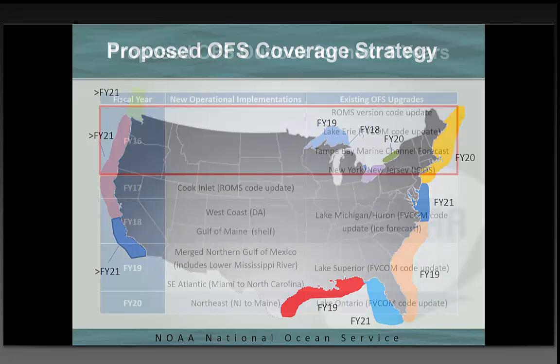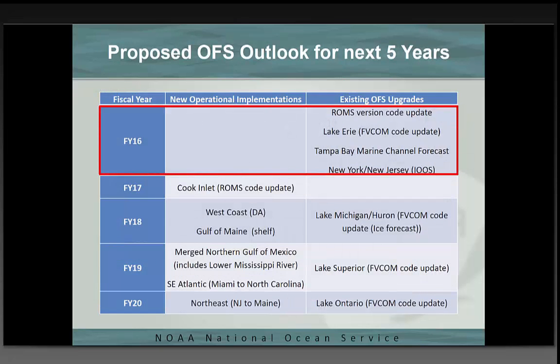So where are we going? This past year, in 15, we developed our five-year plan, our new strategy for coverage across the nation, and in 16 we're really starting to implement it. We're coming in with our first lake upgrade, working with OAR in Laurel, as well as working with IOOS on a new capability in New York Harbor, which is a credit to what we're trying to get here in terms of fostering this collaboration.